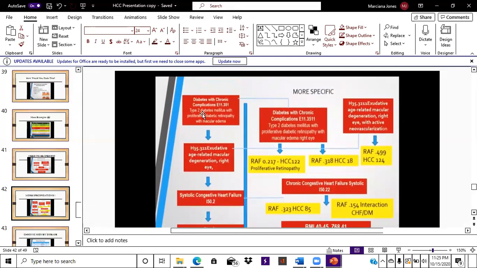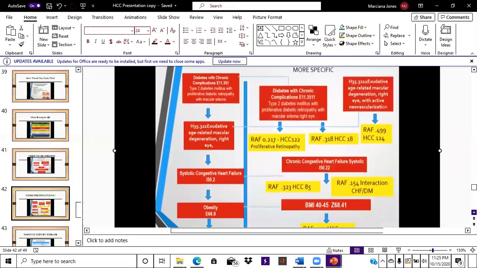So we're going to look at the difference between this one. It has no indication of which eye. I added the eye. Now we have a RAF score. Then I added the age-related macular degeneration with the eye, and also that they have the neovascularization going on. It RAFs.